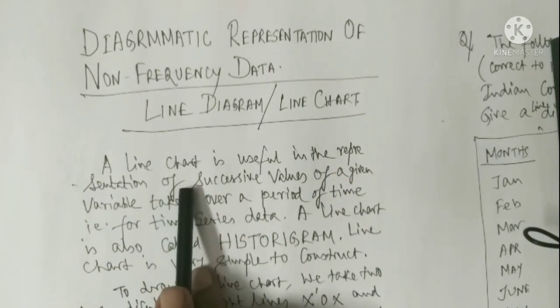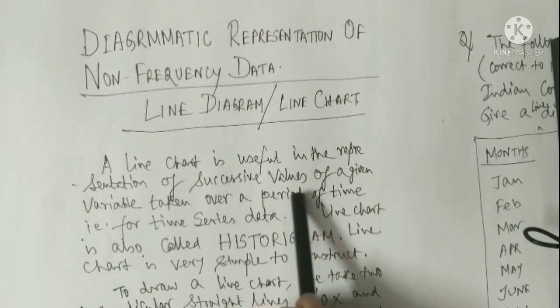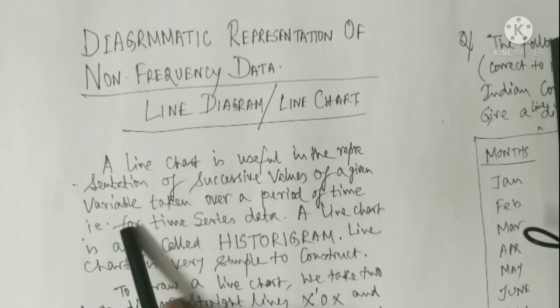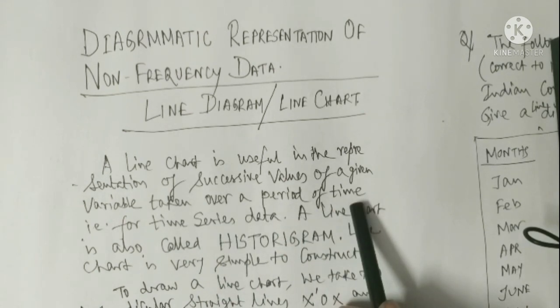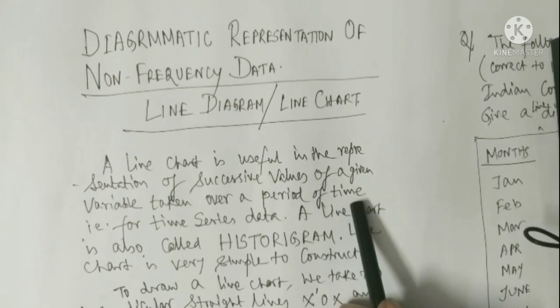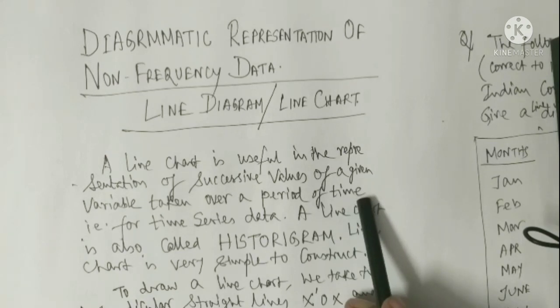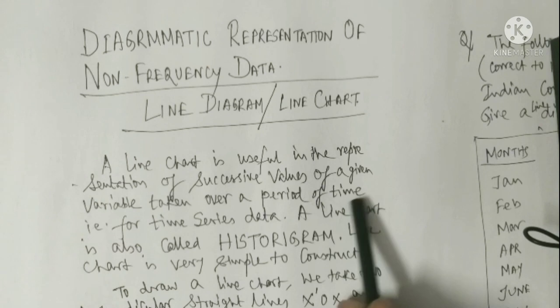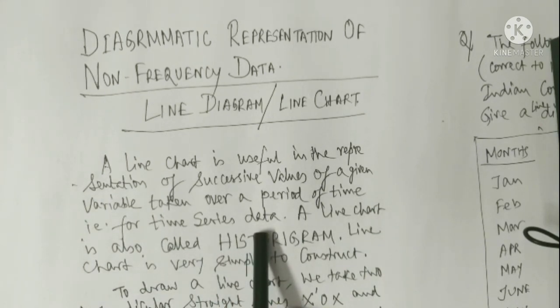A line chart is useful in the representation of successive values of a given variable taken over a period of time. That is, whenever we get monthly data or weekly data or half yearly data or yearly data, then all this data can be presented by line diagram. This is called time series data. All time series data can be presented by line diagram.